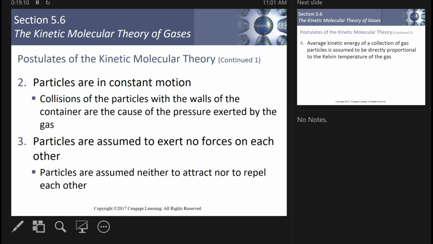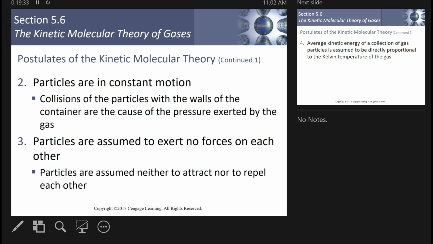Particles are in constant motion. We know that. They're gases, therefore they're constantly moving. As they move, they collide. They collide with the walls of the container they're in, and they collide with each other. That exerts pressure, force over a certain area.